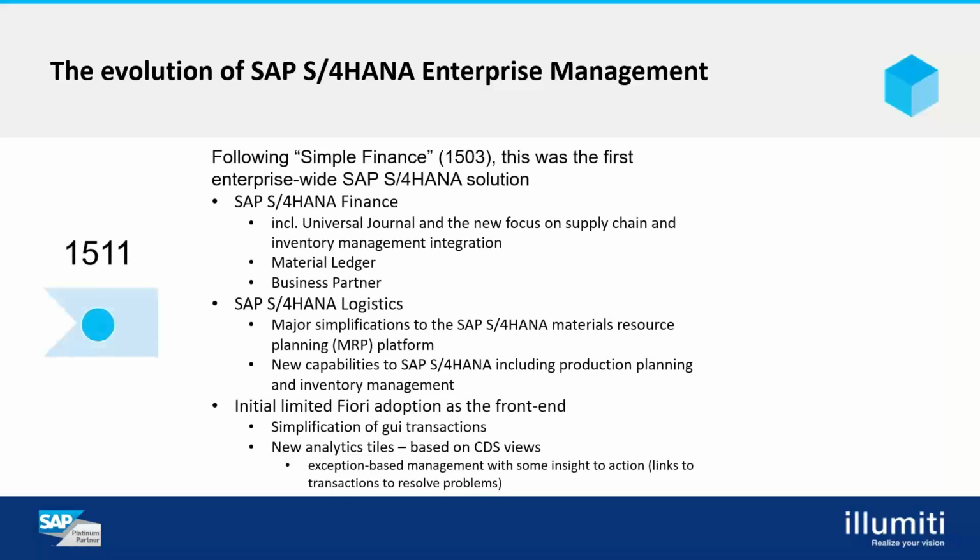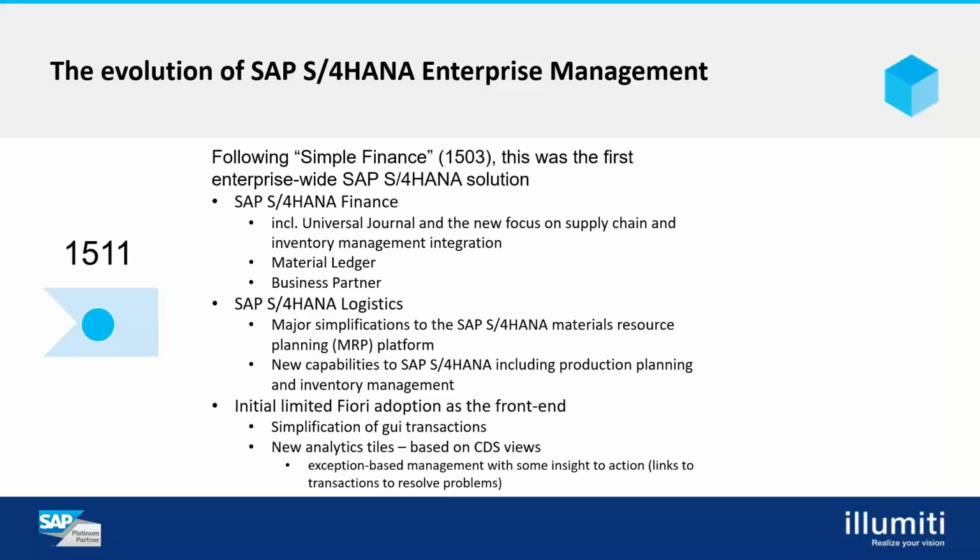So if we look at 1511, just very quickly, this was the first enterprise solution that followed Simple Finance. Simple Finance also had a small upgrade path to 1605. There's no longer just a finance version out there. The full-blown version has both logistics and finance in it. In finance, an important thing that came along was the Universal Journal, and we'll talk about that a little bit as we go through the process.